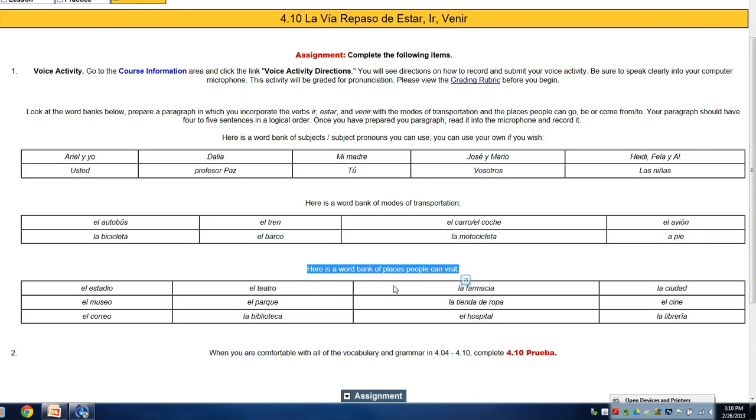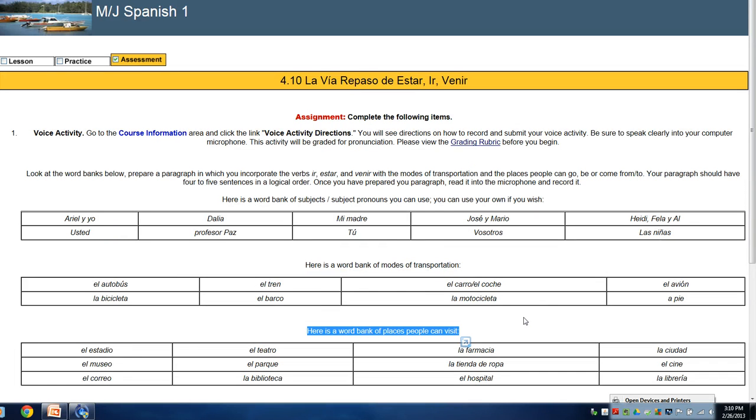Okay, so first you're going to put together some sentences. I'm going to verbally give you a sentence as an example. So I'm going to start here with mi madre. And I'm going to say my mom, my mother, is going. So I'm going to take the verb ir. Okay? It makes more sense to say that she's going to a place and then the way she's going to get there. So I'm not going to go in this order.